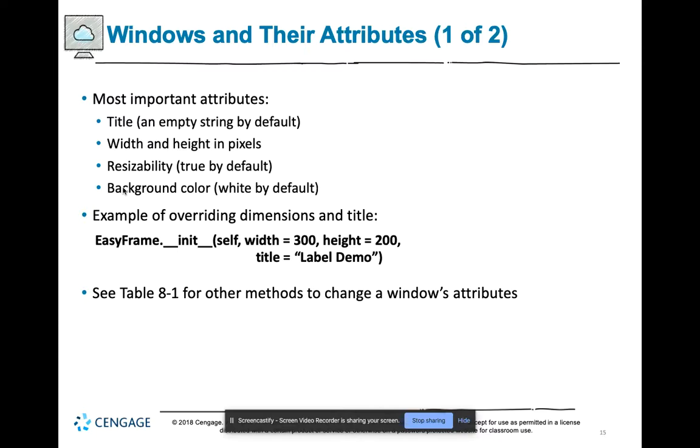So most important attributes: the title, the width, the height, whether or not it can be resized, and background color. So each of these windows can be resized by default. But if you wanted to have a window pop up and the user not be able to make it bigger or smaller, you could make that false. So here's an example of overriding the dimensions of a frame. You could say, EasyFrame dot underscore init underscore self comma, and then just say what you want the width and the height to be.